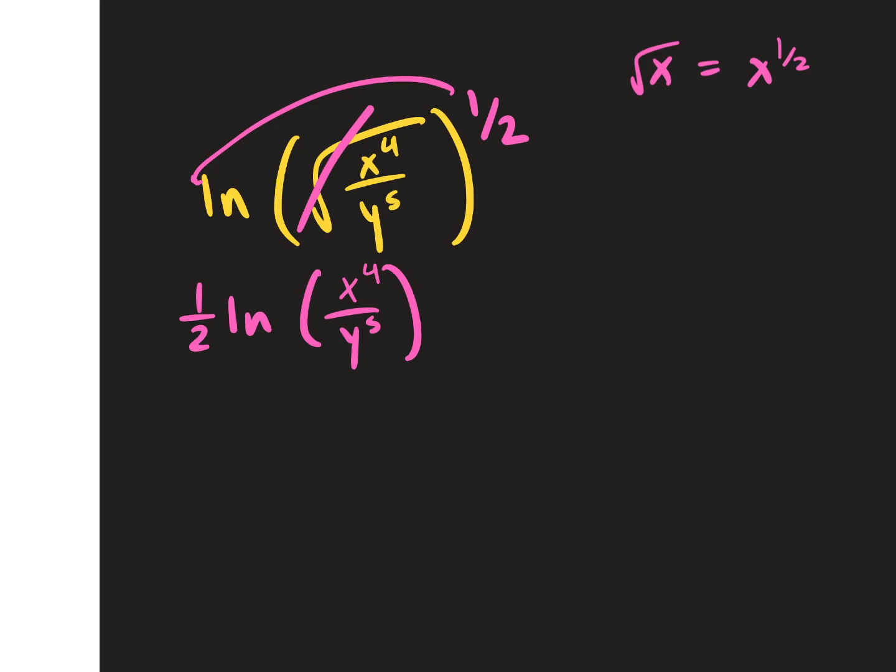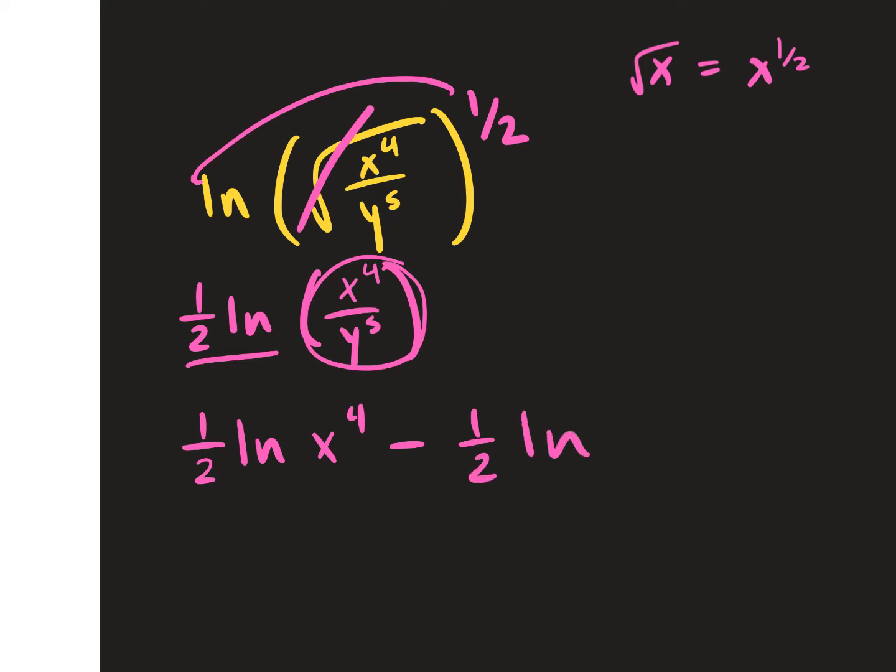What can I do next? Subtract. Because I'm dividing these two, I can break it up with subtraction. So that would be 1/2 ln of x to the 4th minus, that 1/2 is attached to both of these two things. So it would go with both the ln's when I separate it. So minus 1/2 ln y to the 5th power. And then what can I do next?